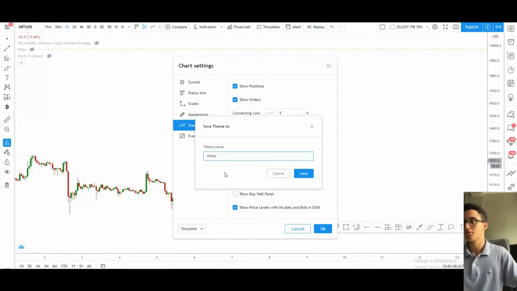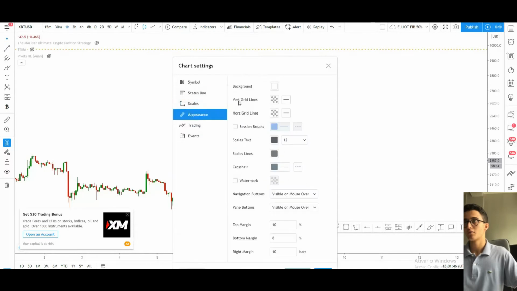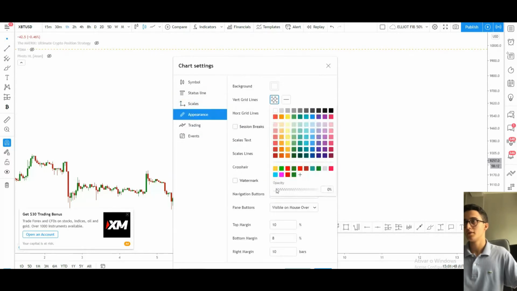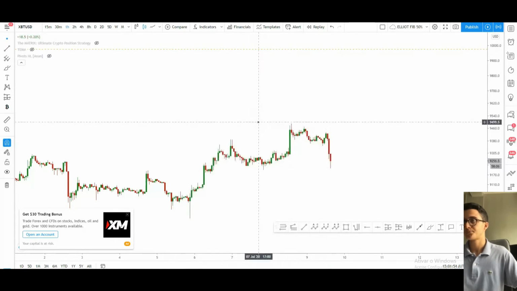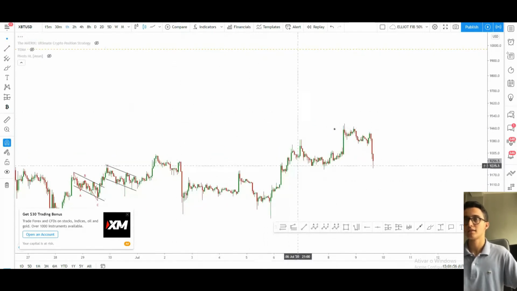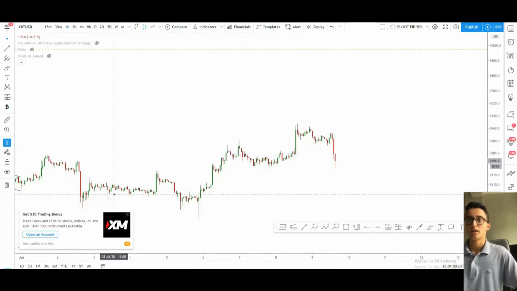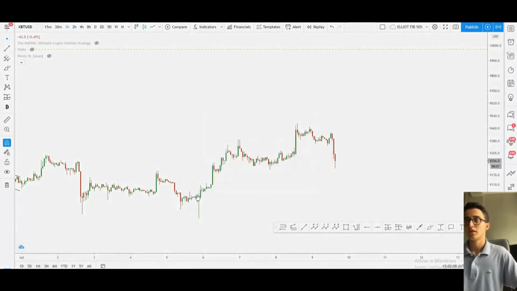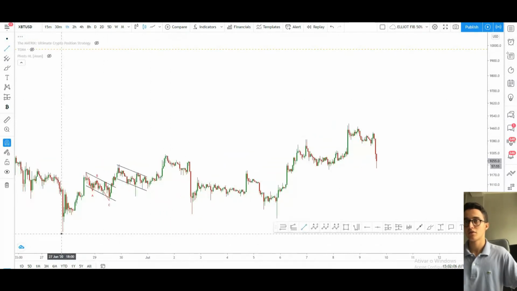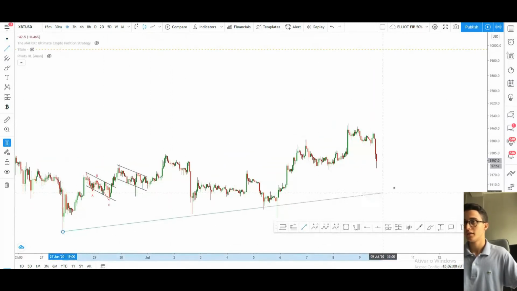White, for example. Make sure you don't have grid lines. You do this so the grid lines go away. Click on OK. Now that we have this clean chart, we can start getting into the tools you're going to need for technical analysis. The tools that I use mostly are trend lines. Let's get started drawing a trend line in here.